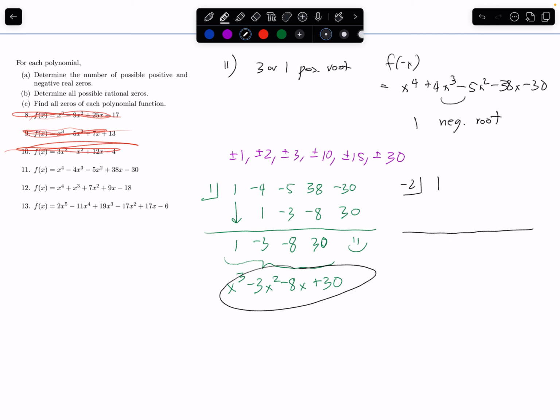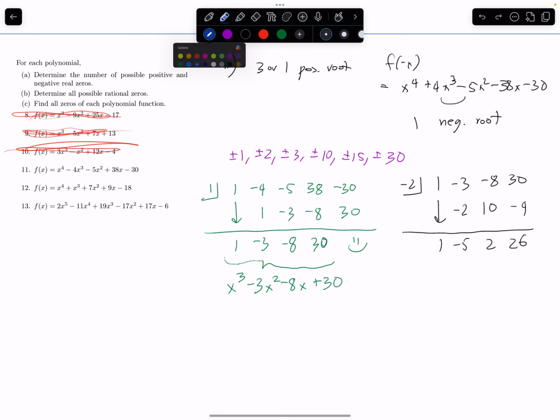And I'm using this result there this time. So 1, negative 3, negative 8, positive 30. 1 comes down. Times negative 2, negative 2. That's negative 5. Times negative 2 is positive 10. That's going to be 2. 2 times negative 2 is negative 4. And that's going to be 26. Okay. So I'm not alternating signs, which means it's not a lower bound. I can go lower. Let's try negative 3.